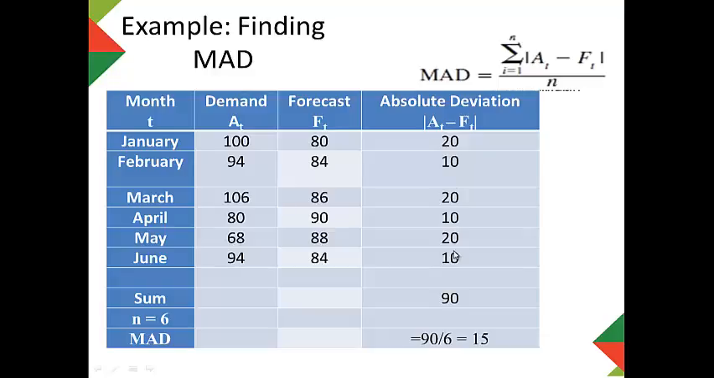Sum all these deviations together, we get 90. So how many forecasts do we have? 1, 2, 3, 4, 5, 6. So 90 divided by 6 will give us the mean absolute deviation. So the mean absolute deviation for these six forecasts is 15. That is one measure of knowing how accurate our forecast is. Ideally it should be 0. If it is 0, that means there was no difference between our forecast and the actual demand that we faced. And the lower it is, the better it is.